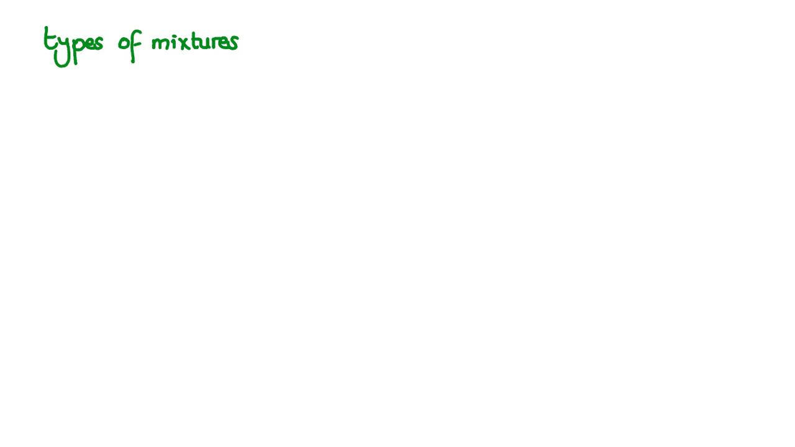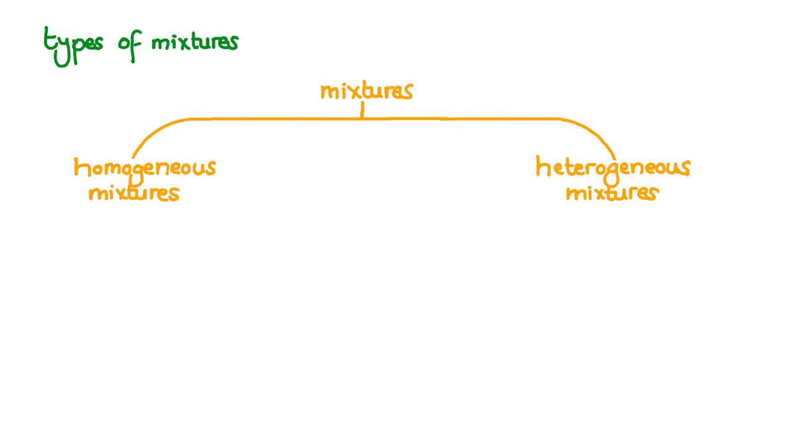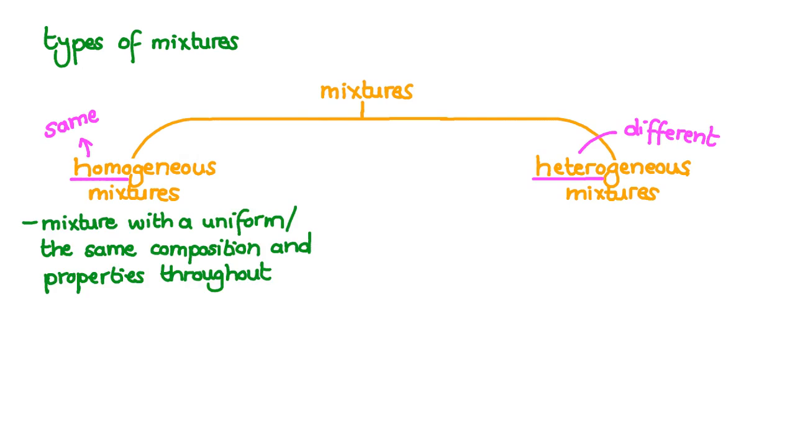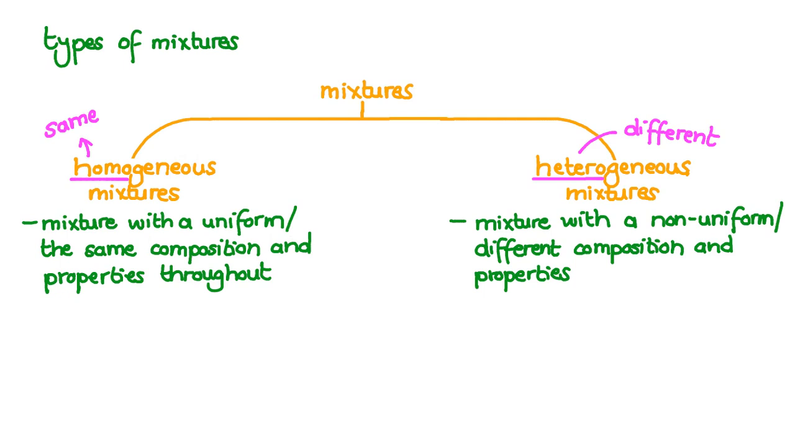Types of mixtures. Mixtures can be described as being either homogeneous or heterogeneous. The prefix homo means same. The prefix hetero means different. So a homogeneous mixture is one with a uniform or same composition and properties throughout the mixture, but a heterogeneous mixture is a mixture with non-uniform or different properties and composition at different places in the mixture.